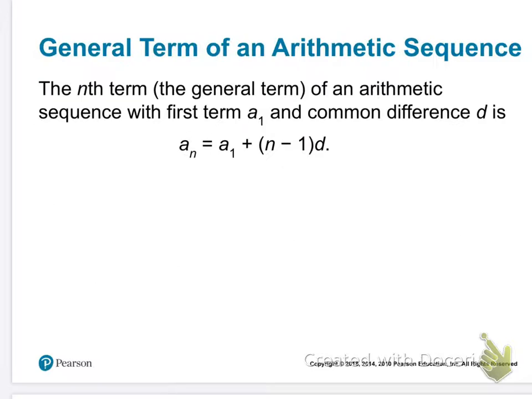Okay, let's go on. The general term of an arithmetic sequence, the nth term or the general term of an arithmetic sequence with the first term a sub 1 and a common difference d is given by this formula. So this allows us to find a specific term without listing out all of them to get there. So again, all you need is that difference in the first term.